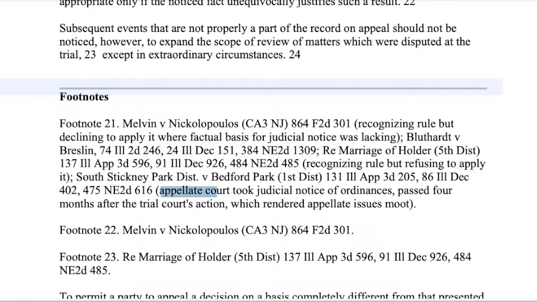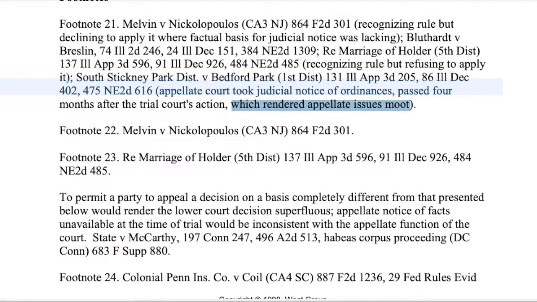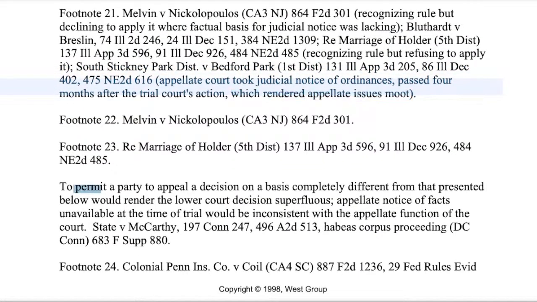Here, in this one, the appellate court took judicial notice of ordinances passed 4 months after the trial court's action, which rendered appellate issues moot. Oh, wow. And to permit a party to appeal a decision on a basis completely different from that presented below would render the lower court's decision superfluous. Appellate notice of facts unavailable at the time of trial would be inconsistent with the appellate function of the court. Habeas corpus proceeding. Wow.